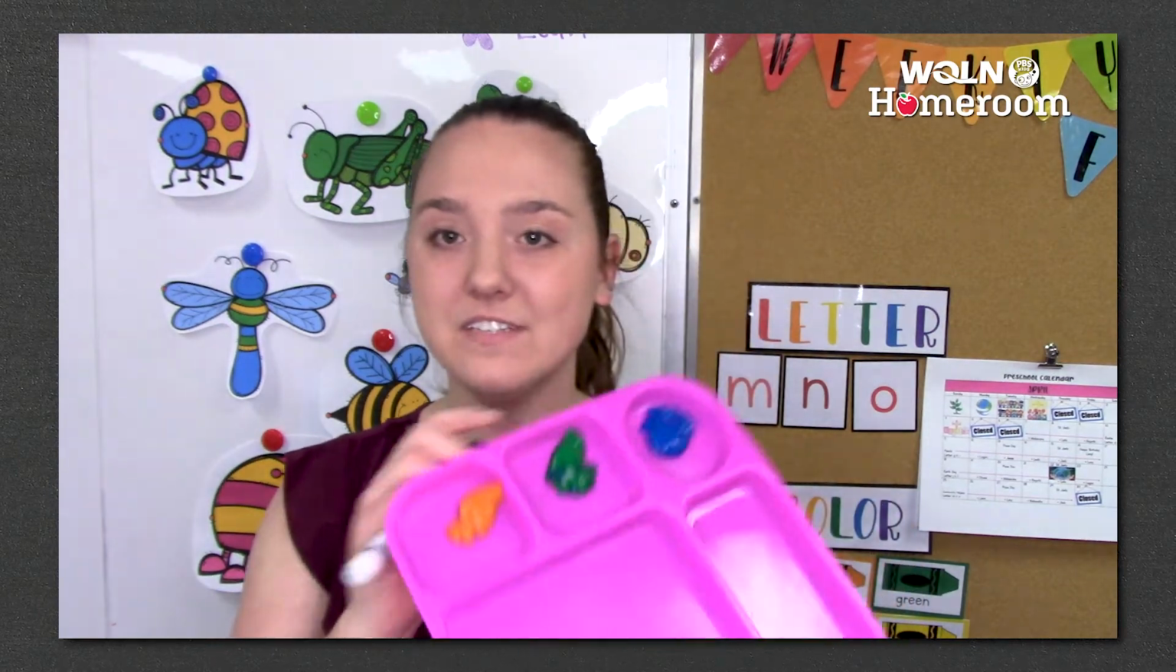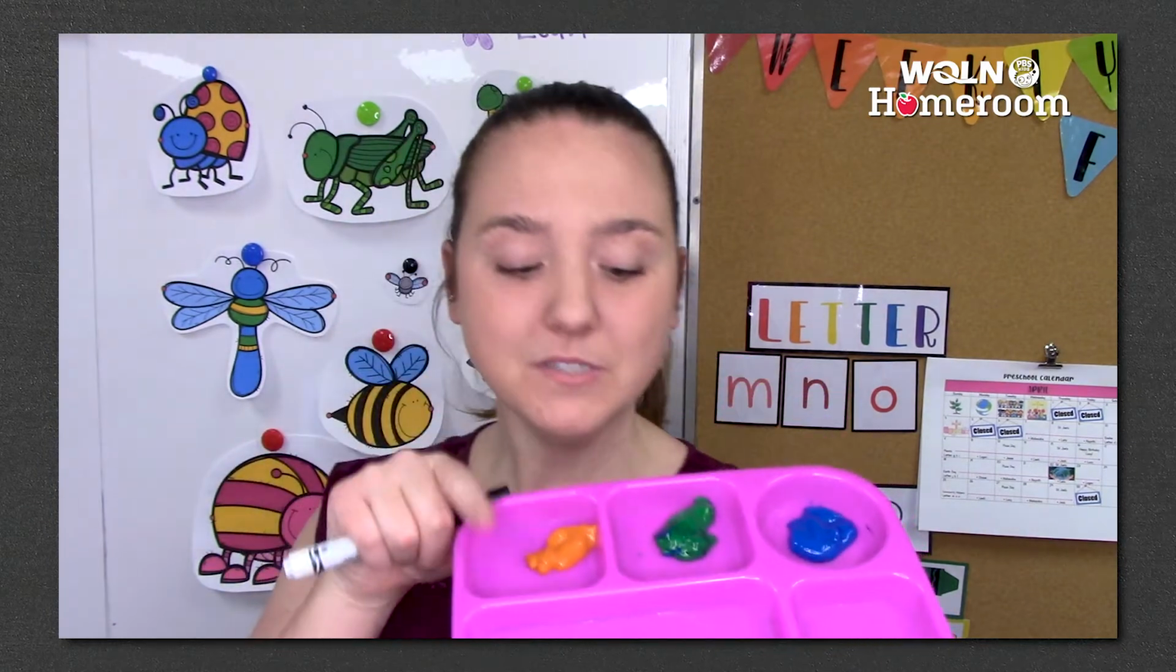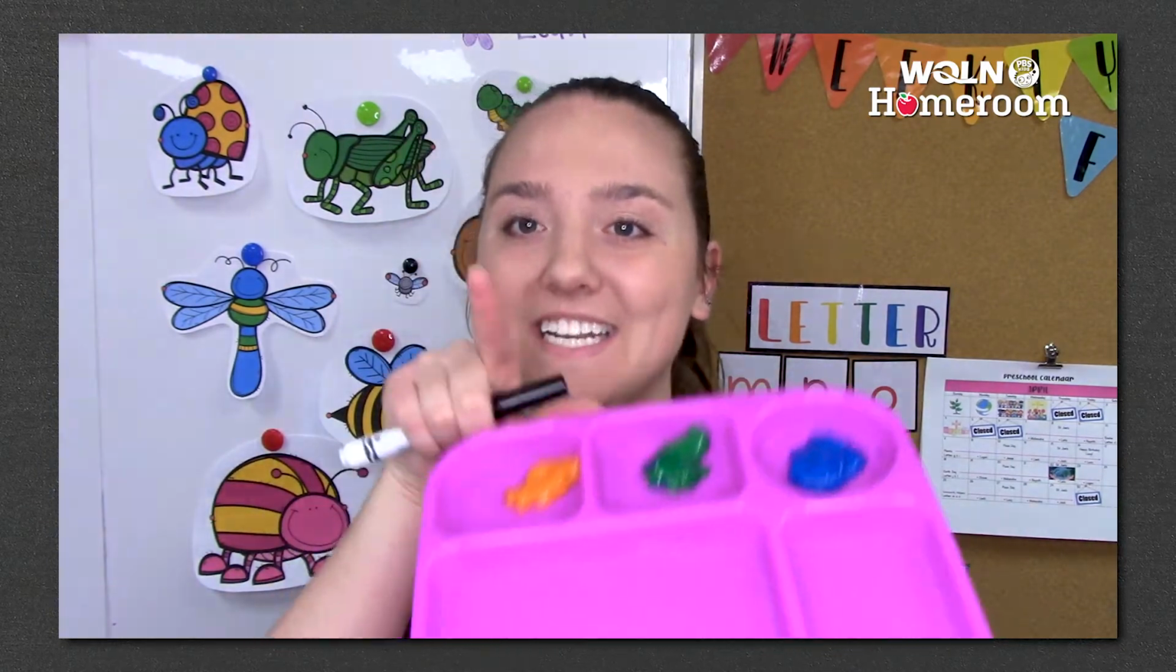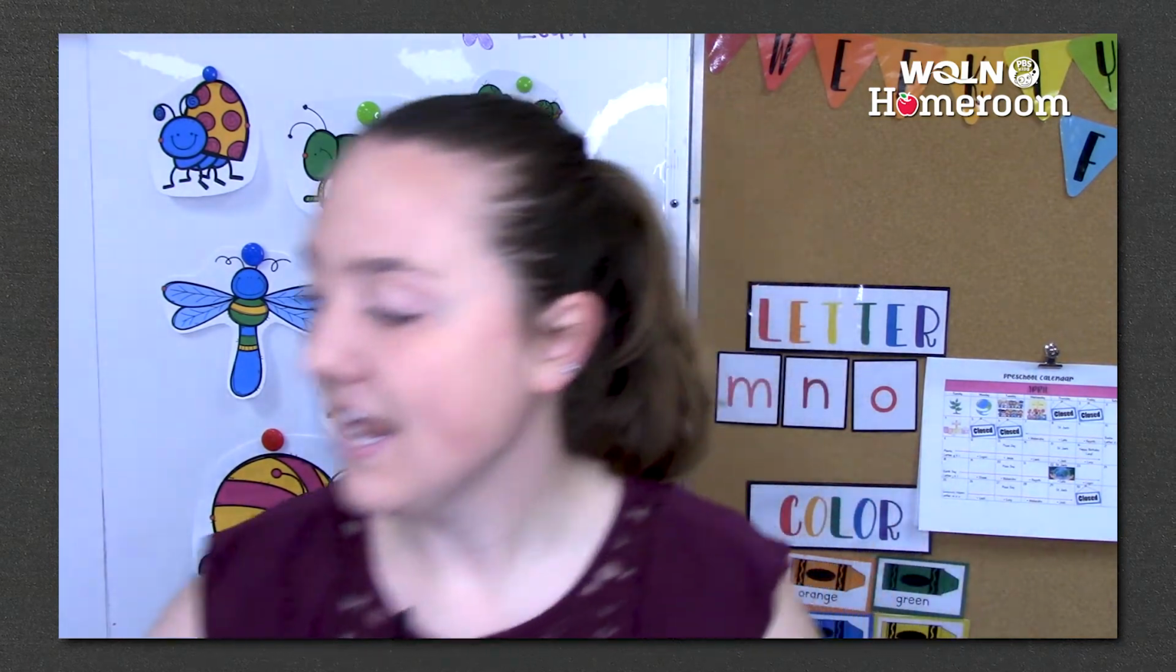So I have some paint in a tray, and I have blue, green, and orange. You can use any colors you want, but those are the 3 that I picked. I also have a black marker. You can use a black crayon, a pencil, or even a pen if you have one around. And I have some white paper. I have paper towels and baby wipes.